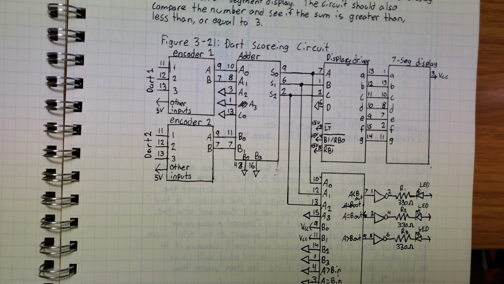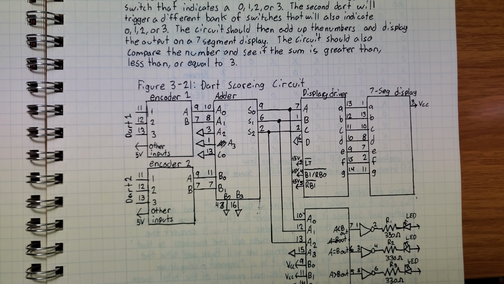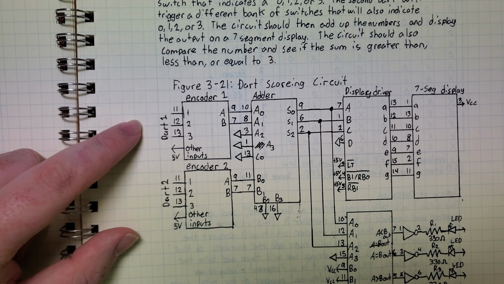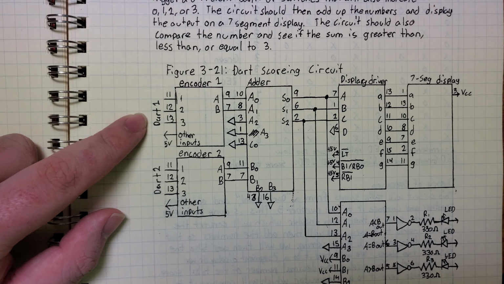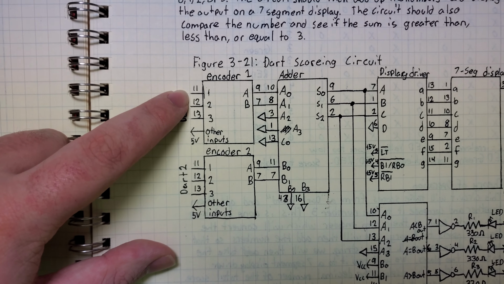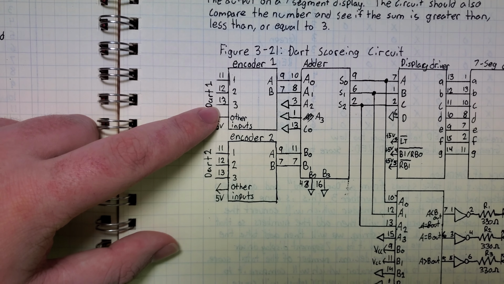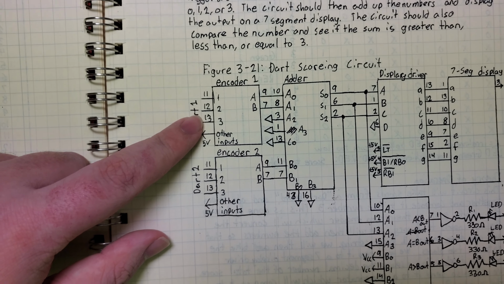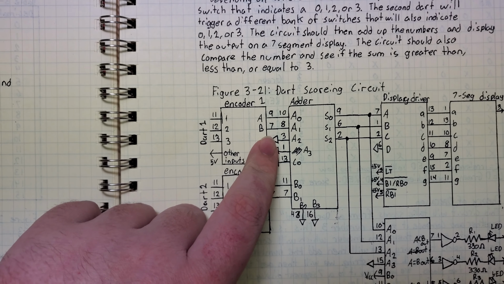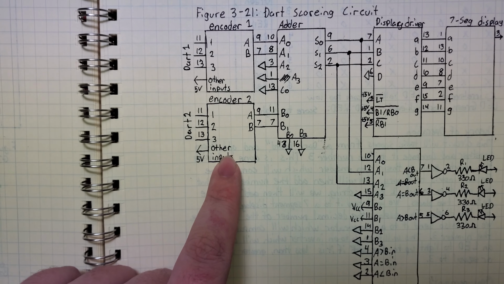So for the circuit, I took the inputs from each dart score and put it into an encoder. So dart 1, I assumed that it would be a low to make it easier for this project. So for 1, 2, and 3, if one of those went low, then it would use that number to feed onto the rest of the circuit. And I did the same thing for dart number 2.